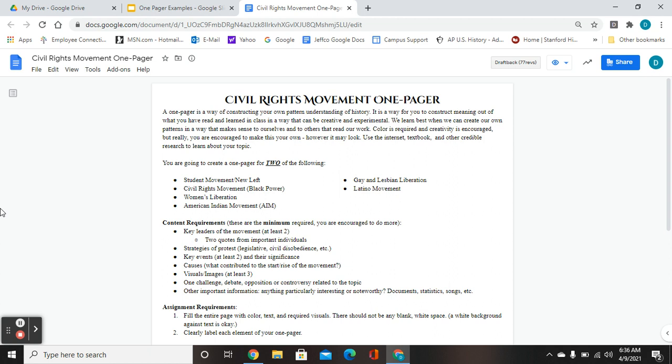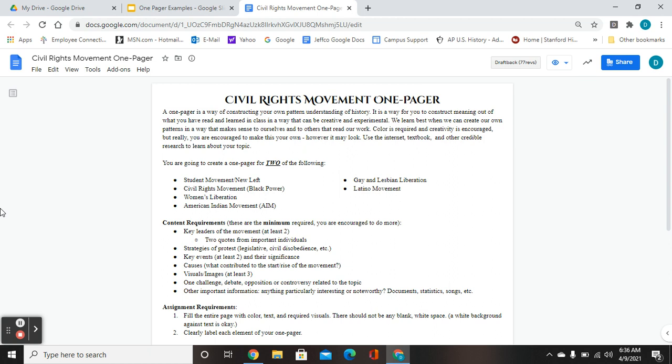Okay. So here's the requirement. You have to fill the entire page with color, with text and required visuals, right? The entire page has to be filled up. And again, I'm going to show you examples here of what it should look like. There shouldn't be any big blank open spaces on the one pager, right? You want to fill it up so the whole thing is really something for the eye to look at.